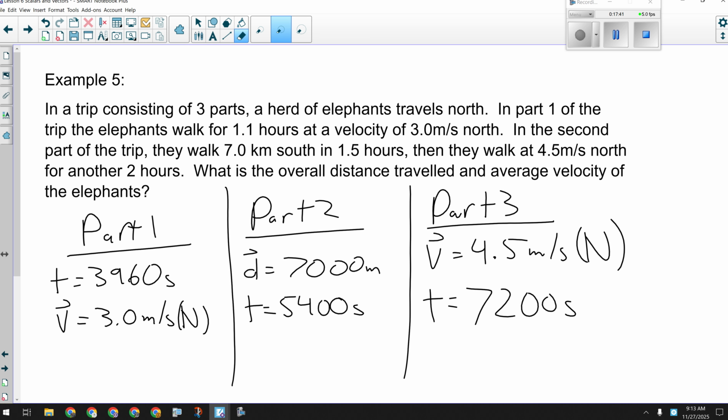All right. What is the overall distance traveled and the average velocity of the elephants? Okay. If I'm going to get the total distance traveled, I need to know how far they go in part 1 and how far they go in part 3. Would you agree? So I should probably solve for those things first.